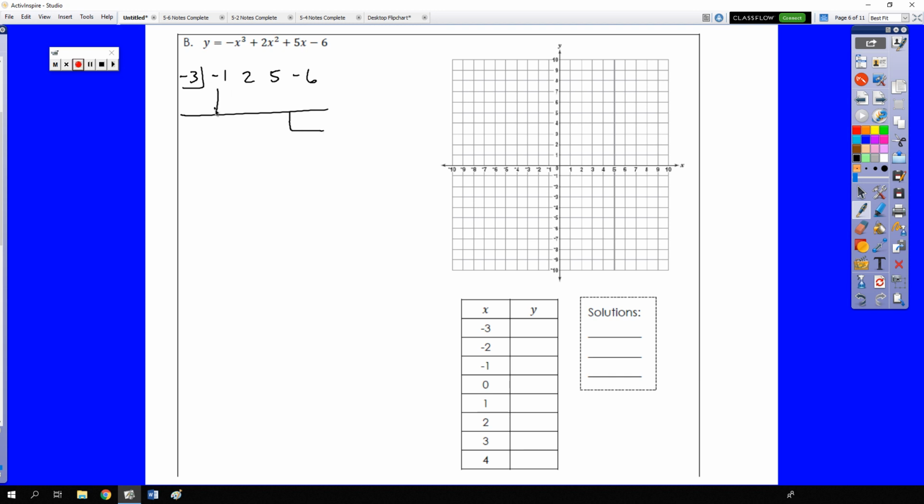Bring that negative 1 straight down. Multiply by negative 3 is 3. Add down would be 5. Multiply by negative 3 would be negative 15. Add down would be negative 10. Multiply would be positive 30. Add down would be positive 24. So at negative 3, we are off the top of the graph at the point negative 3, 24. Negative 2 goes in the box.